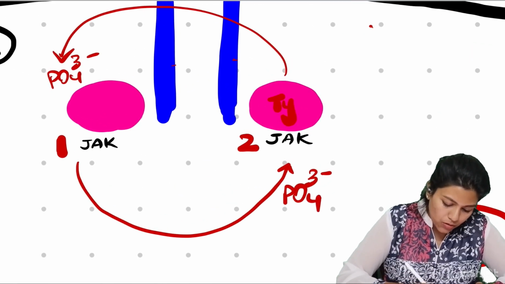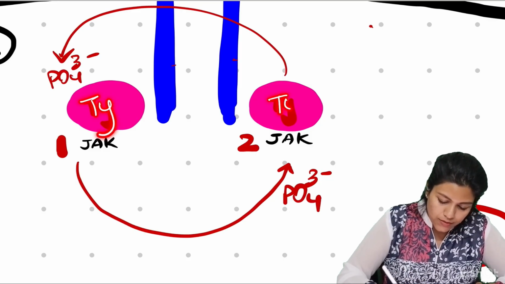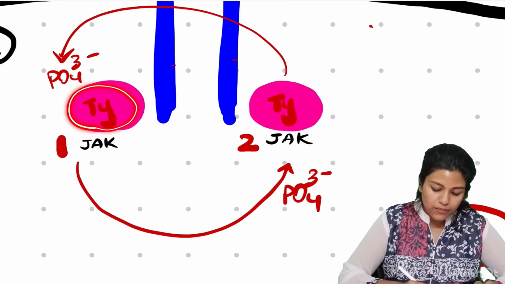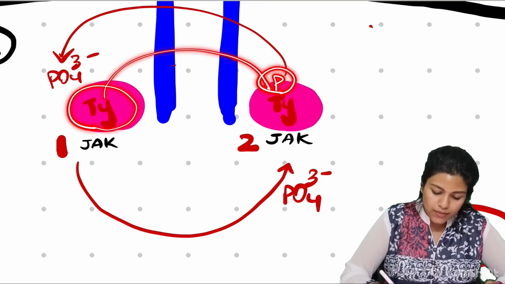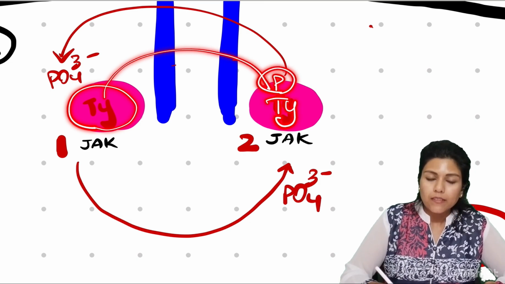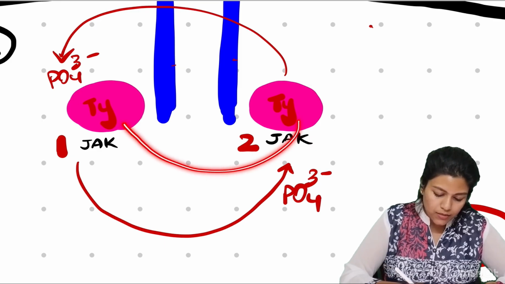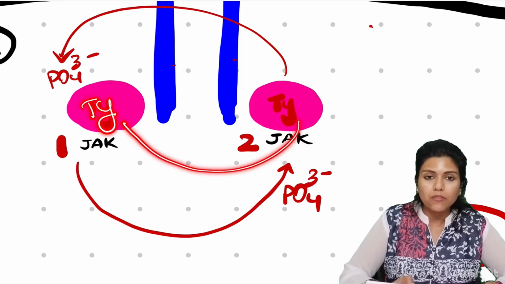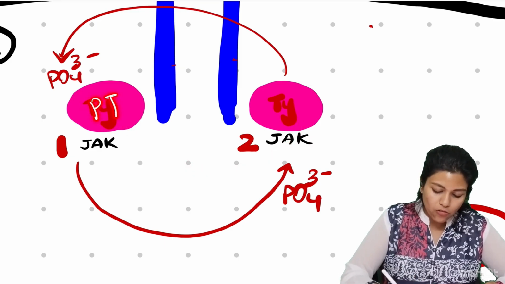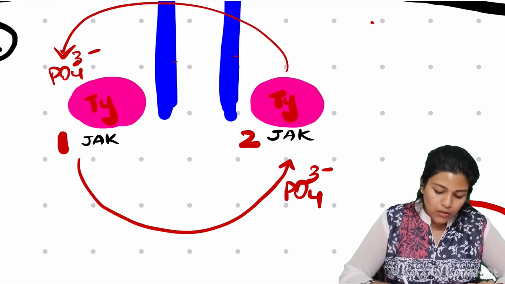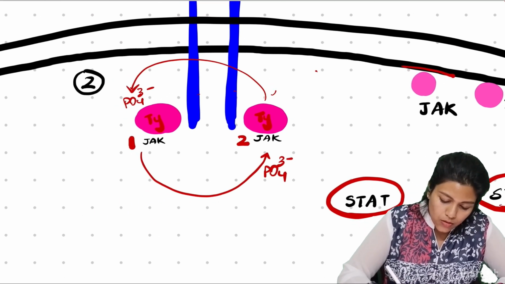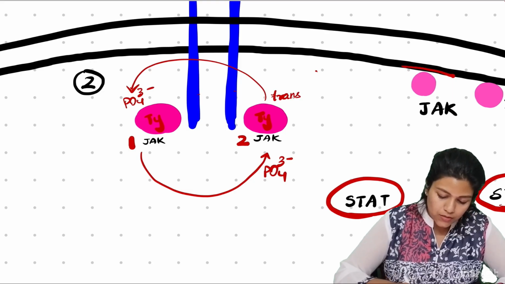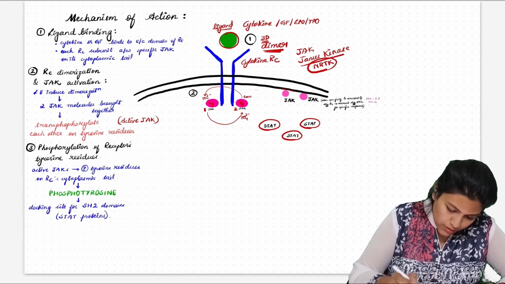Each JAK molecule has a tyrosine residue. So this JAK is phosphorylating the tyrosine present in number two. Number two is also donating the phosphate to the tyrosine of number one. Hence, it is forming a phosphotyrosine here. This is called transphosphorylation.